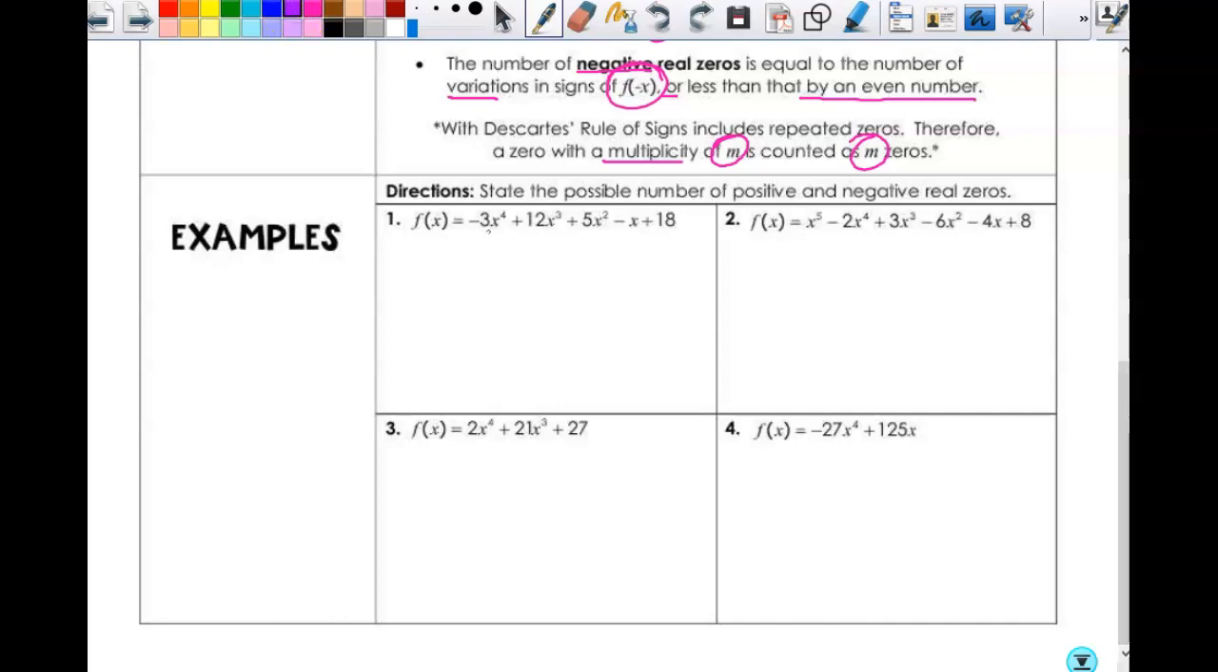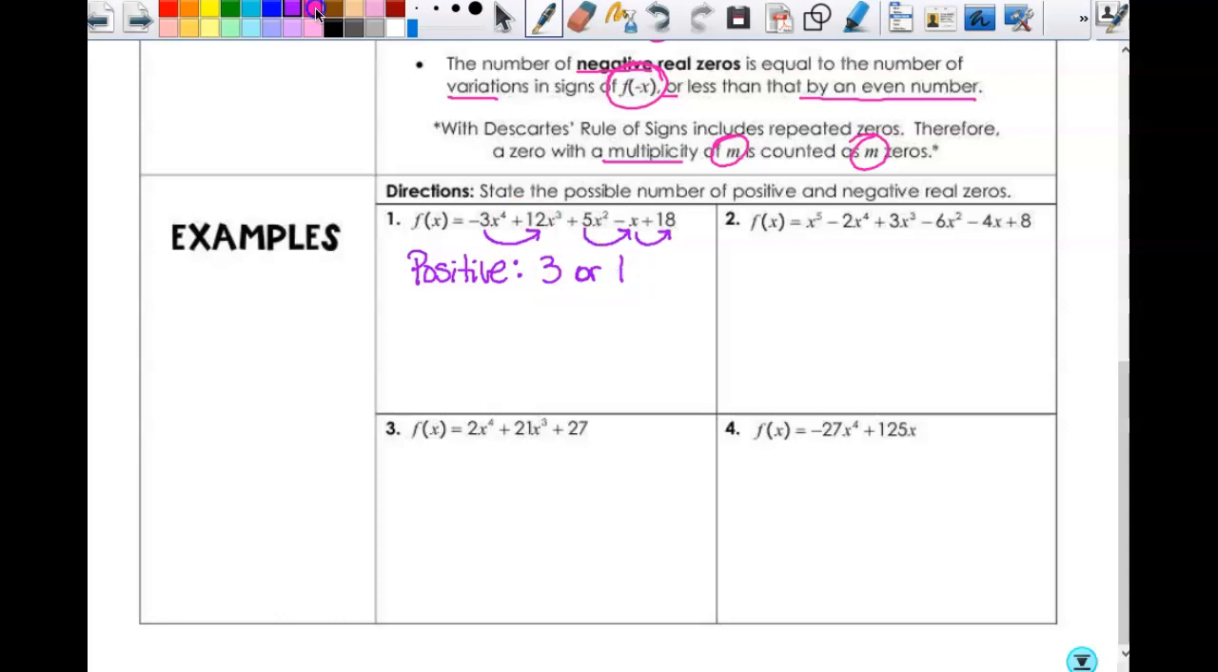So I start with a negative, then it changes to positive, so that's 1. Positive, positive, then positive changes to negative, and negative changes to positive. Okay? So for my positive real zeros, my options are 3, because there's 1, 2, 3, or 1, because it's less than that by an even number.